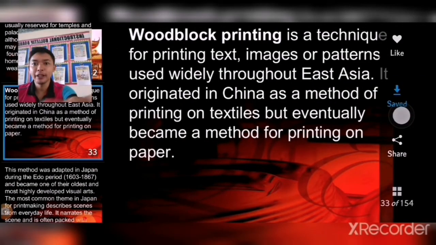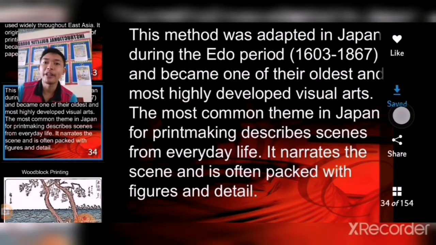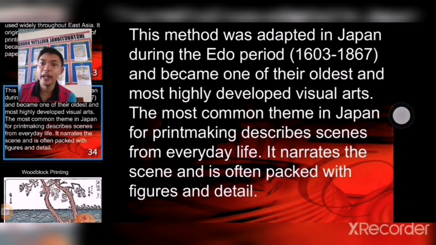Next is woodblock printing. It is a technique for printing text, images, or patterns used widely throughout East Asia. It originated in China as a method of printing on textiles, but eventually became a method for printing on paper. This method was adopted in Japan during the Edo period and became one of their oldest and most highly developed visual arts. The most common theme in Japan for printmaking describes scenes from everyday life. It narrates the scene and is often packed with figures and detail.